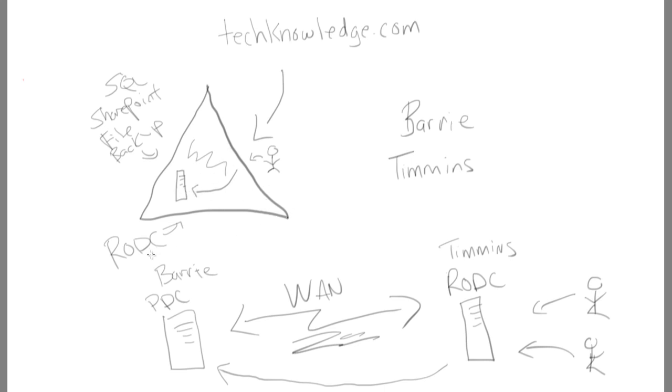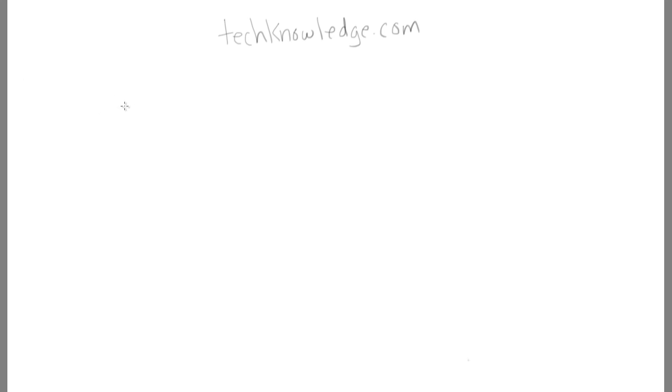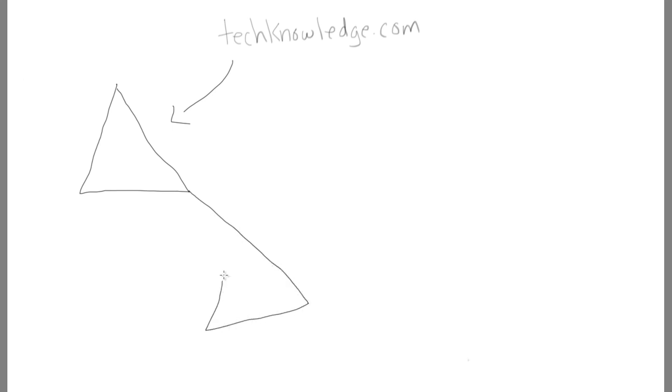Now we can have child domains. Let me just clean this up here real quick. Okay, so we have our domain, our forest right here, which is techknowledge.com. We can have another branch down here, and this is what it would look like on a design sheet. You have a bunch of triangles connected. That just means a different domain space.